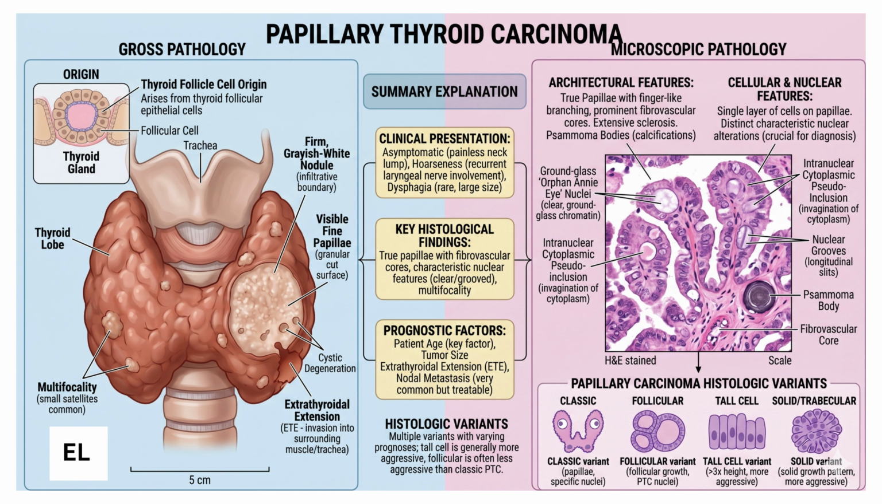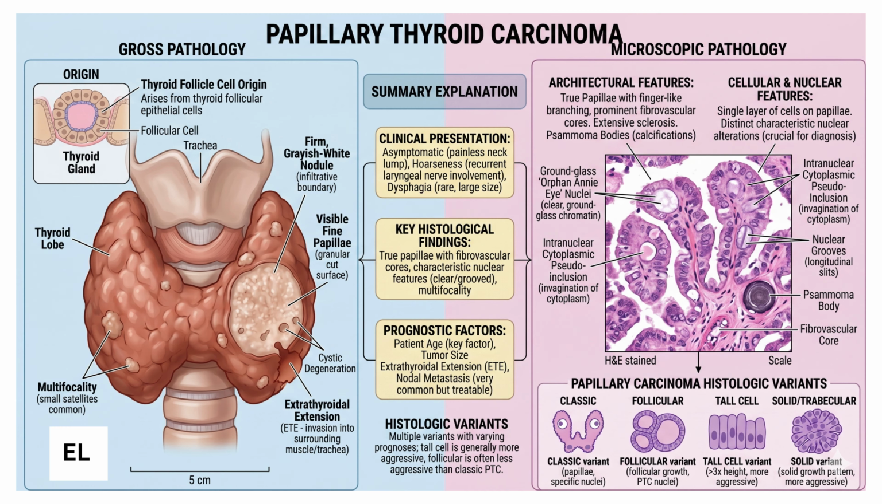The clinical presentation is typically subtle. Most patients are asymptomatic and present with a painless neck lump. However, as the tumor grows or invades nearby structures, symptoms like hoarseness can develop due to involvement of the recurrent laryngeal nerve. Dysphagia may occur if the tumor becomes large enough to compress the esophagus. These are red flags that suggest progression.